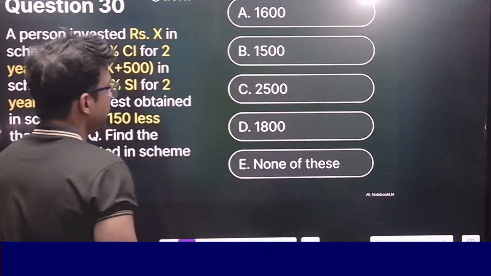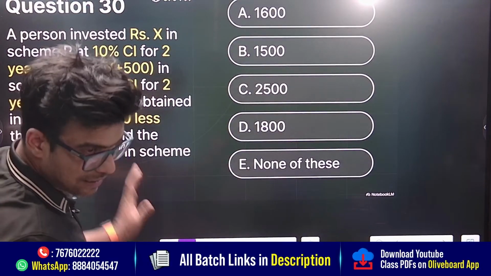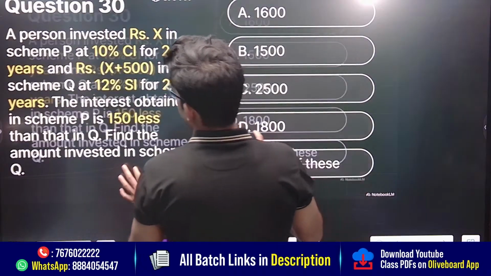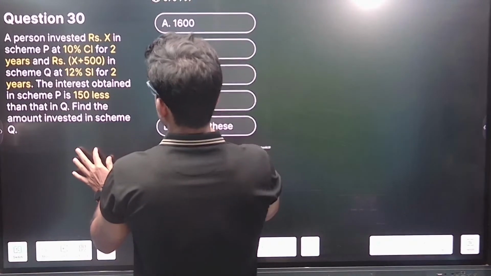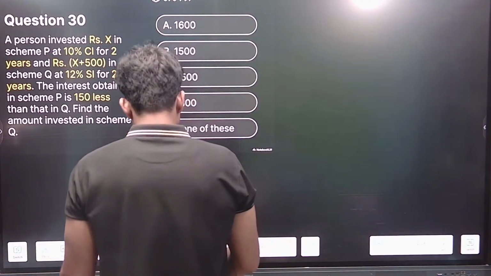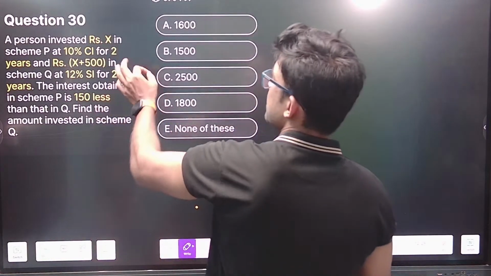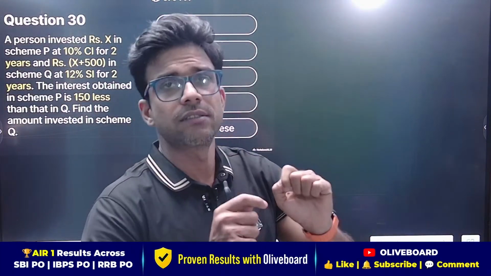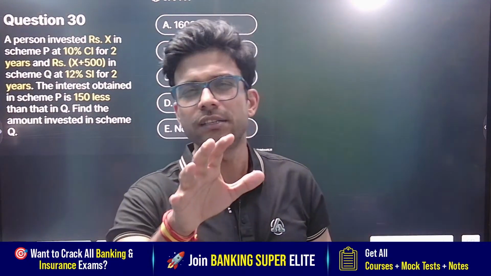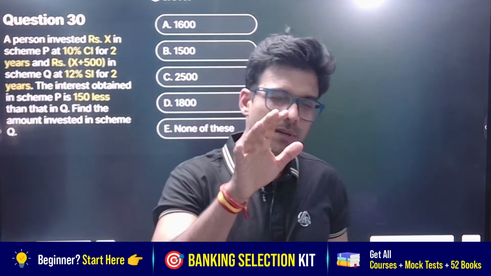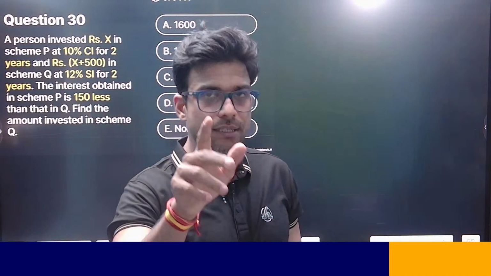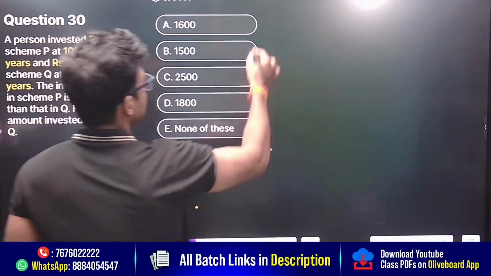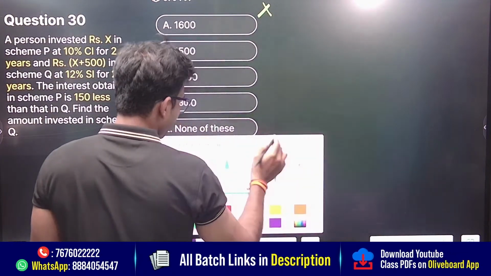B, okay, that's 1500. That's what he answered me. Let me check whether 1500 is the correct answer or not. So see guys, first of all, a person invested rupees X in scheme P. Whenever X comes, don't go for X, because X creates a problem. So remove X and put the value 100A.